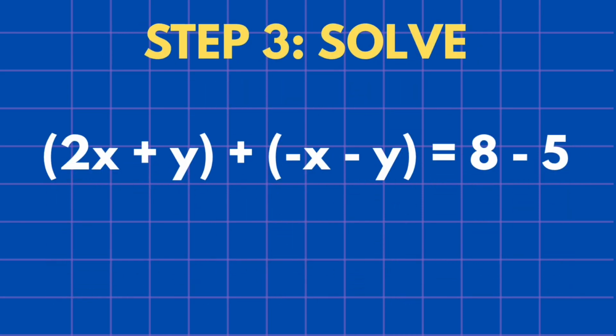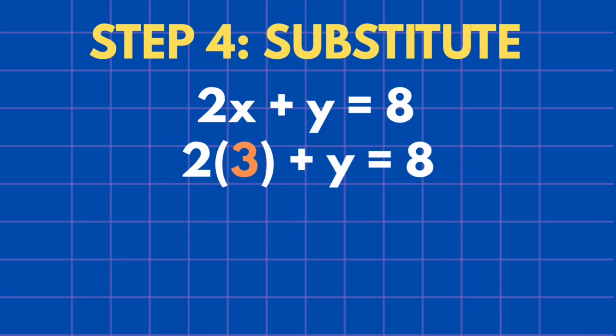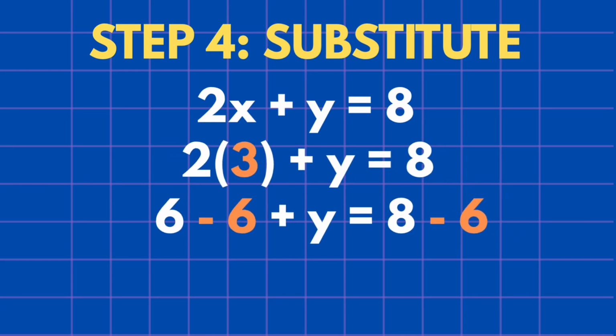Step 3. Solve. We can now see that the y values cancel out again because they're opposite, leaving us with only one variable to solve for. We get x equal to 3. Step 4 is to substitute. Using the first equation, 2x plus y equals 8, we can plug in the value we found for x into our equation. We get 2 times 3 plus y equals 8. We subtract 6 from each side to get y equal to 2.